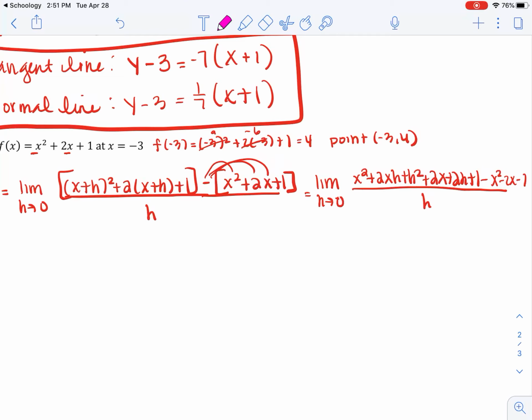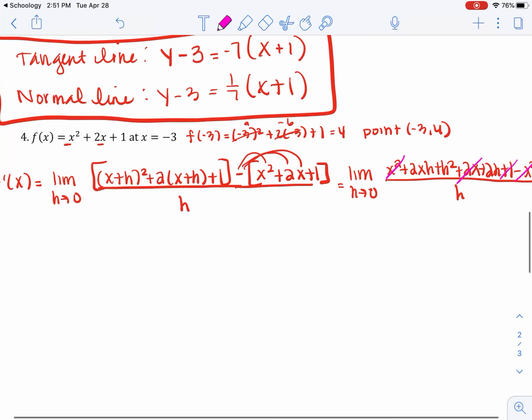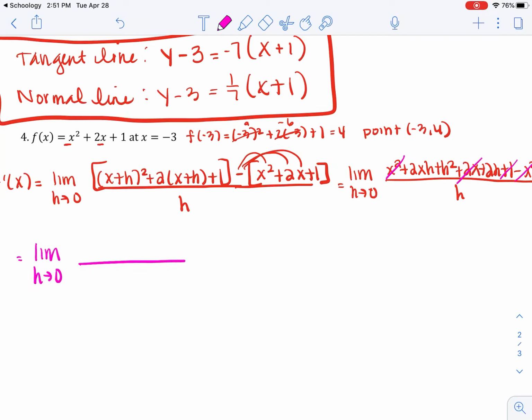All right, clean up my numerator. -1 and +1 cancel. Notice I work from the right towards the left because I know those three things are going to cancel out. -2x and +2x. If they don't, I also know I made a mistake. -x squared, +x squared. All right, so now I'm going to write what I have. Limit as h approaches 0 of 2xh plus h squared plus 2h all over h. Factor the numerator, factor out the h.